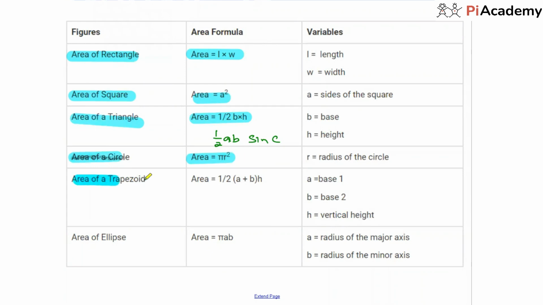Next, area of trapezoid is half h times the sum of parallel sides. For example, you have a trapezium, something like this. These are parallel sides A and B, and this is the height. So it is half times h times the sum of the parallel sides, base 1 and base 2. Next, you're not concerned about the ellipse, don't worry.